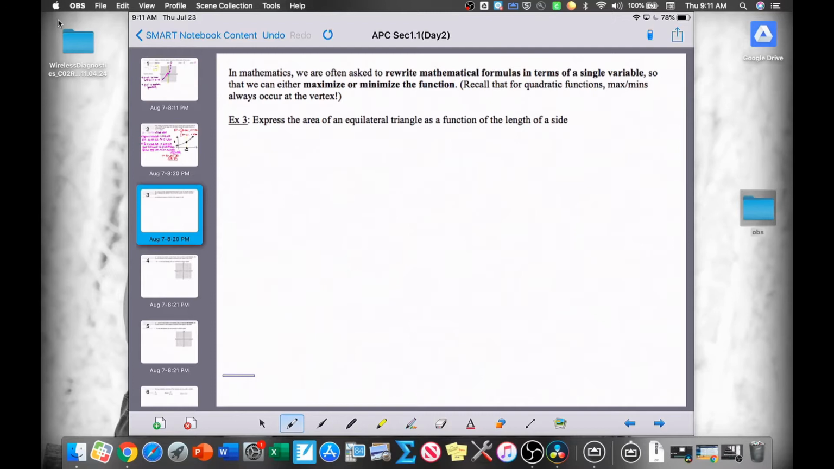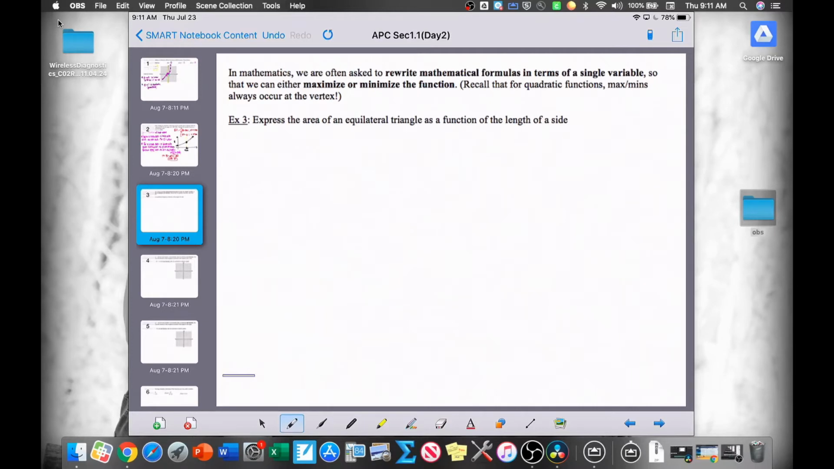So that's just kind of reminding you that when you're dealing with a parabola, when you're looking to maximize, you're always looking for that highest point if it's opening down, or if you're looking to minimize, you're looking for that lowest point if it's opening up, okay? But example 3 is not about a parabola. Example 3 says, express the area of an equilateral triangle as a function of the length of a side.